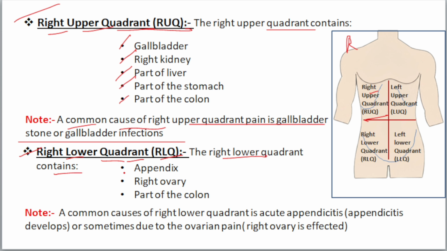Then right lower quadrant is also called RLQ, R for right, L for lower, Q for quadrant. It is present below the transumbilical plane and on the right side of the median plane. So it contains the appendix, right ovary and part of the colon. And note, a common cause of right lower quadrant pain is acute appendicitis, where the appendix becomes inflamed, or sometimes ovarian pain where the right ovary is affected.